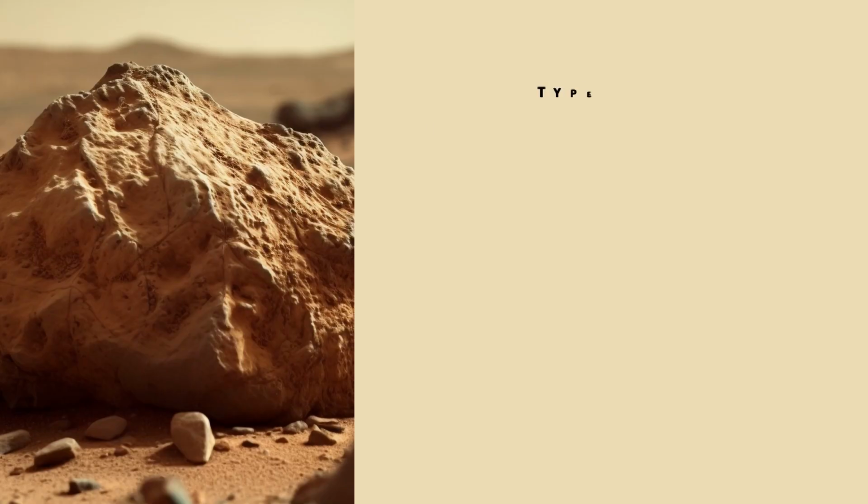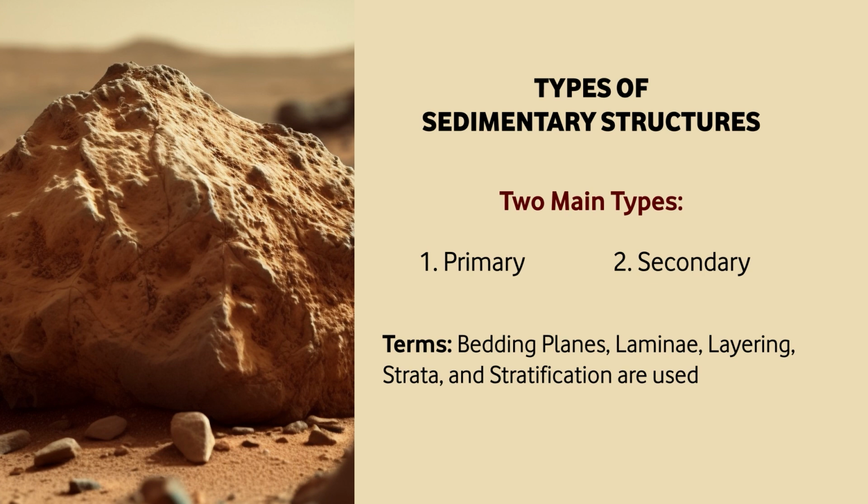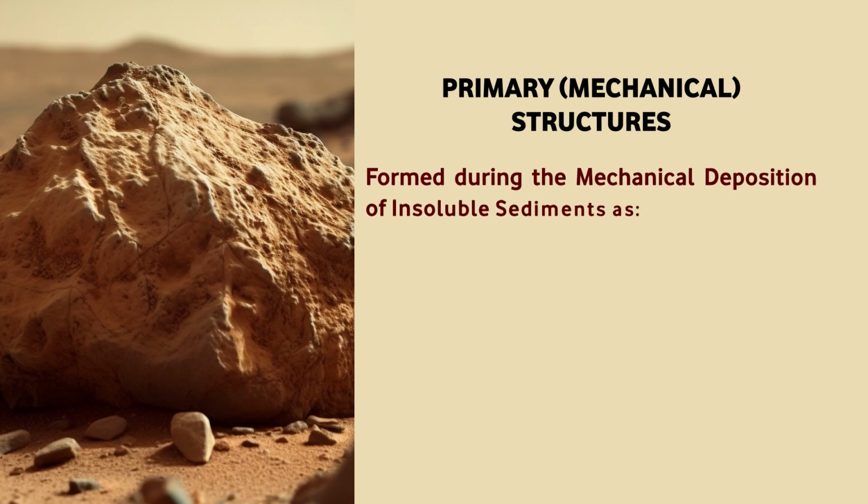As I told you right in the beginning, there are two types of sedimentary structure, primary and secondary structures. The terms like bedding plane, laminae, layering, strata, and stratifications are invariably used in describing the sedimentary structures. The primary structures are formed mechanically by physical mechanisms. They are formed during the mechanical deposition of insoluble sediments. I'm specifically talking about insoluble sediments because the soluble sediments will go into solution and get washed away.